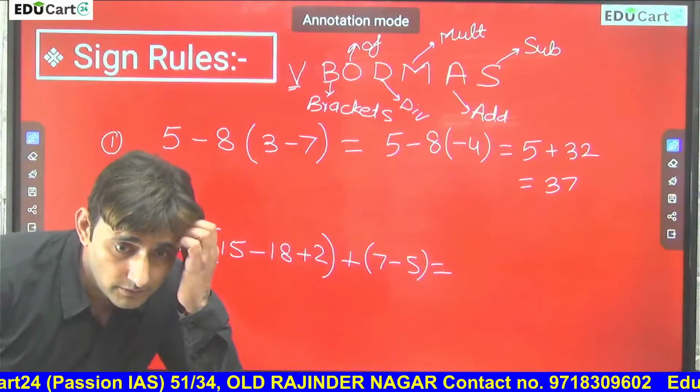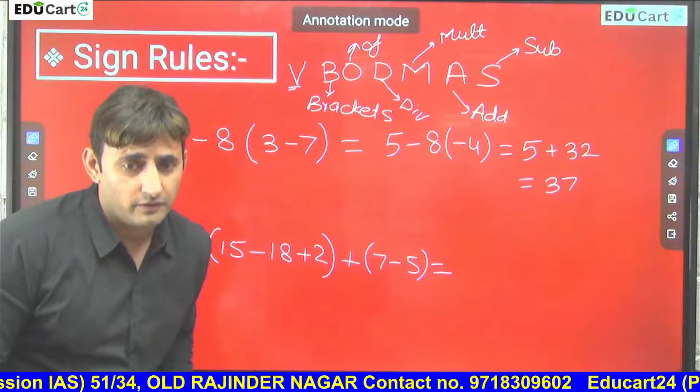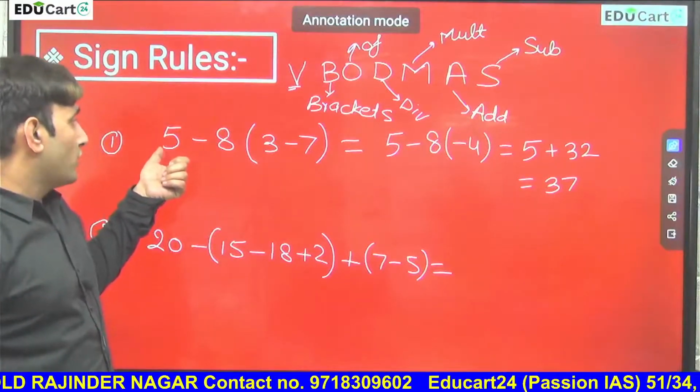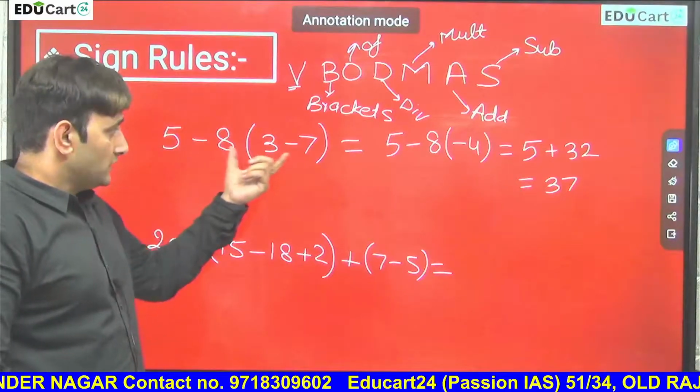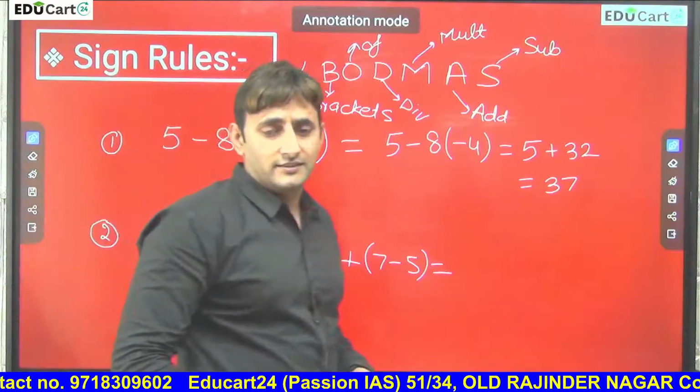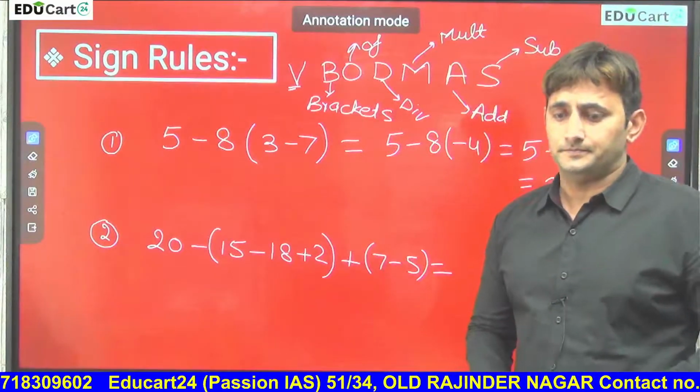Okay, beta. So BODMAS rule we have to use, or VBODMAS you can say. So don't go for 5 minus 8 straight away. First we have to solve this. Got it? Now I think you guys can answer the next question properly.